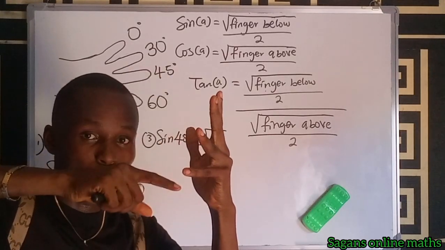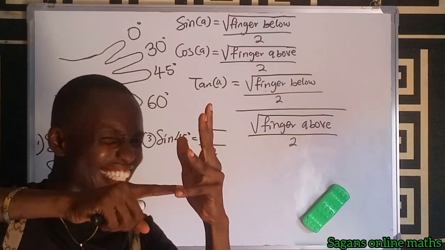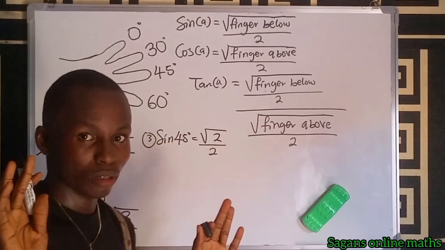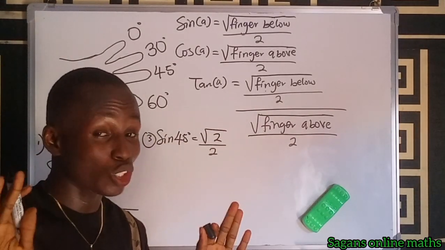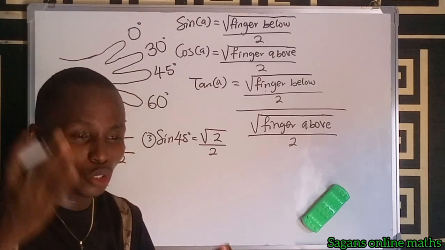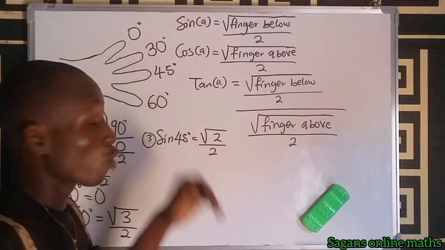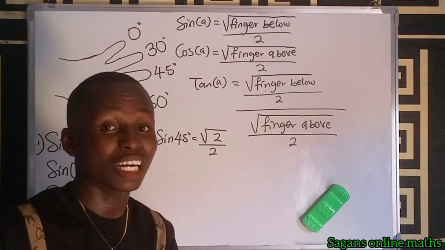Take the number below, which is what? 1, 2. Can you see how simple it is? So it means that root 2 divided by 2, and you're done. Your teacher will not fail you. You're done, without using your theory aspect or your calculator. And remember that these are what? Special angles, right? They are special angles.